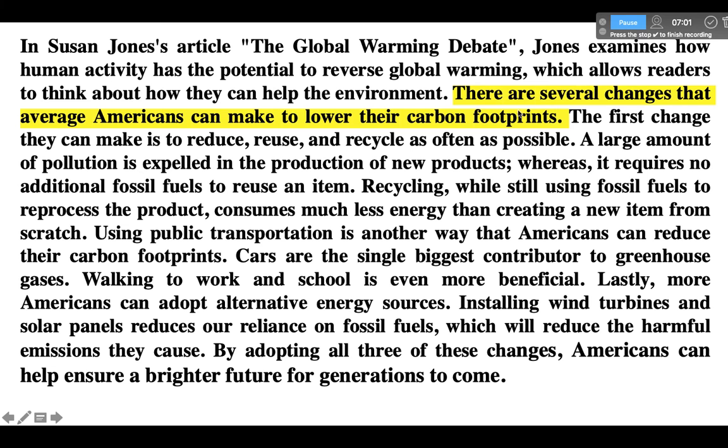So we have our topic sentence here. There are several changes that average Americans can make to lower their carbon footprints. Again, you don't lay out the supporting points in this topic sentence because they're coming. Because you let your reader know that you're going to delve into this deeper by saying there are several changes. Okay, keep your topic sentence broad, all right? So that way you can spend time fleshing it out.